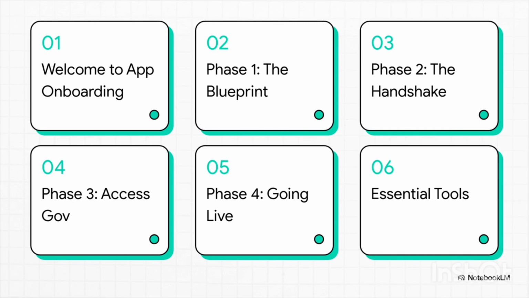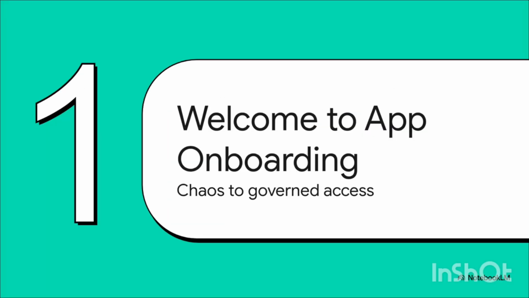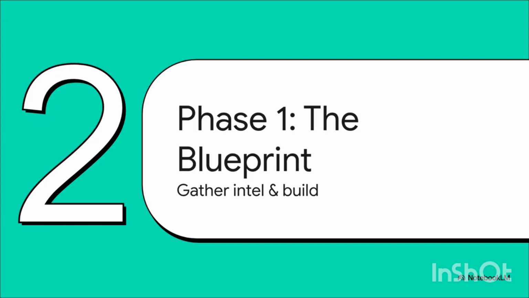To make sense of all this, we've organized this 10-step technical onboarding process into 4 manageable phases: the blueprint, the handshake, access governance, and going live, before wrapping up with the essential tools you'll need. Let's map out this journey from chaos to control. First up, welcome to application onboarding, moving from chaos to governed access. Which brings us right into phase 1, the blueprint.